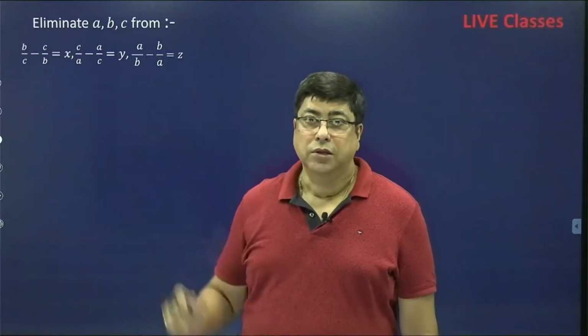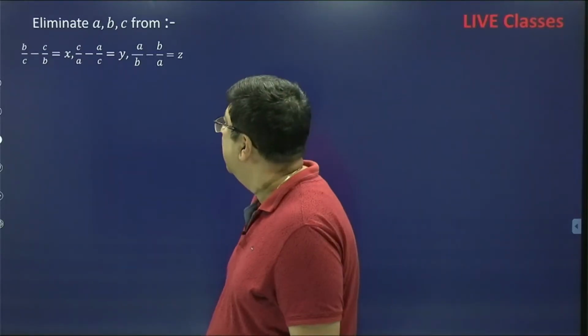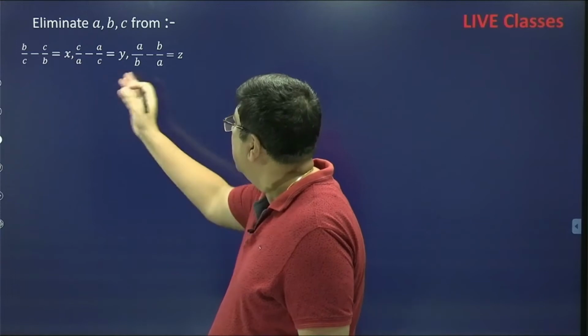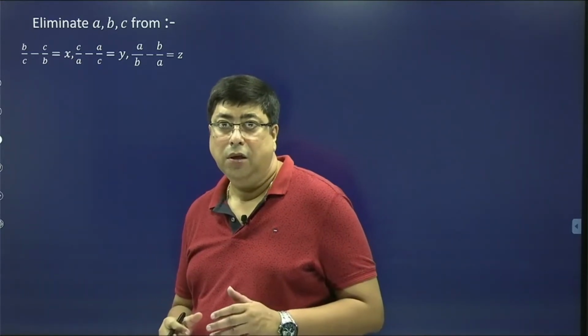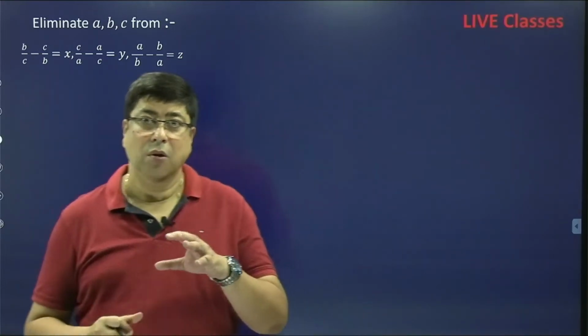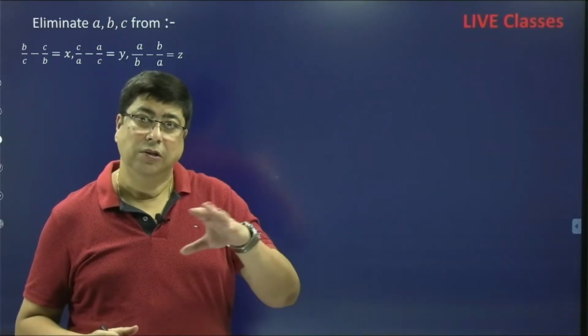Today we will solve this sum. Here it is given that we have to eliminate ABC from these three equations. It means we need some relation between x, y, z. So one particular calculation I am showing you. After that, we can generalize.